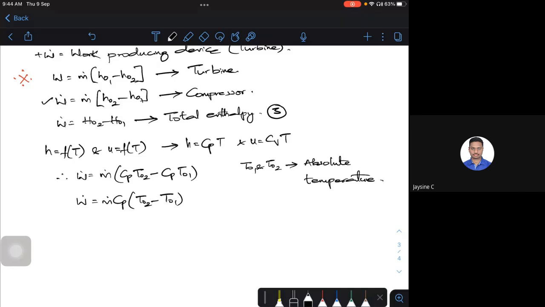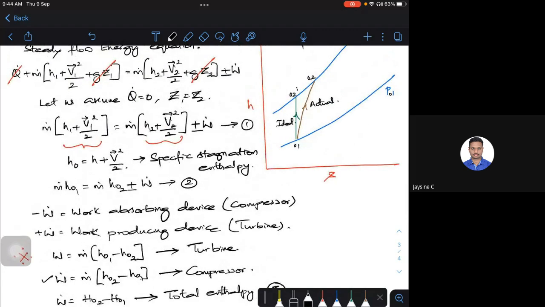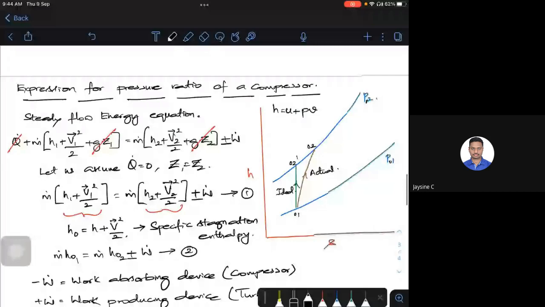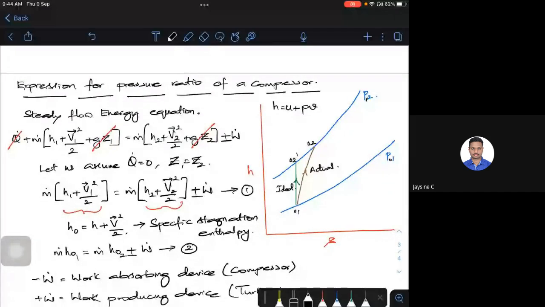Now moving further, let us look at the HS diagram. You have enthalpy. Let me draw a simple horizontal line here. This will be my H naught 2 dash, this will be my H naught 2, and this will be my H naught 1. Now I can write the compressor efficiency. The compressor efficiency is nothing but the ideal work done to the actual work done. So it will be H naught 2 dash minus H naught 1, that is the ideal work, divided by H naught 2 minus H naught 1, which is my actual work.